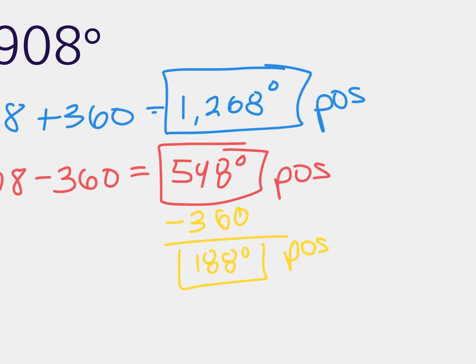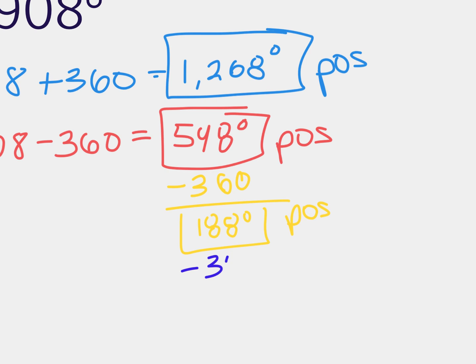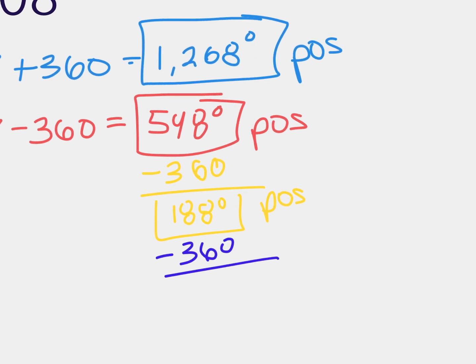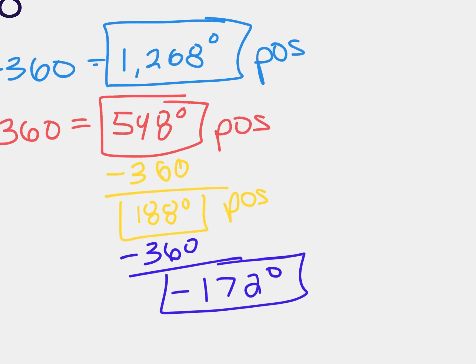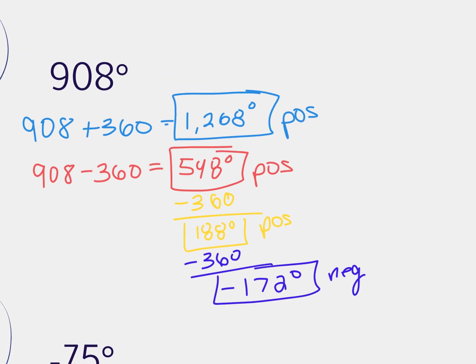That's super. They're going to ask you for one positive and one negative. So what do I need to do? Again, I'm going to subtract 360 again. So 188 minus 360, and I get negative 172. Is that finally a negative angle? So there's your negative.